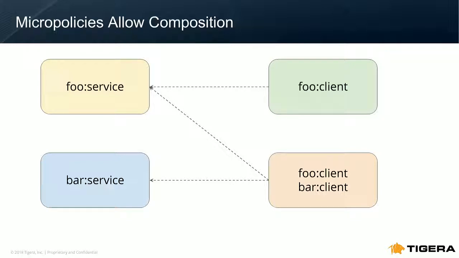Similarly, I have a foo service that allows traffic from foo clients. I have a bar service that allows traffic from bar clients. In this case, anything that's labeled a foo client can only talk to a foo service. But this orange workload here is labeled both foo client and bar client and can talk to both. There's only two policies. If you thought about this in classical firewall rules, there would be three policies here. In this case, there's only two. Bar allows traffic from bar clients and foo allows traffic from foo clients. And that allows for a more interesting service graph than a simple bidirectional one.